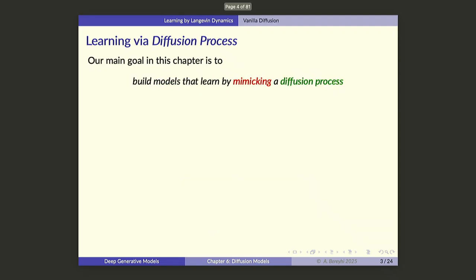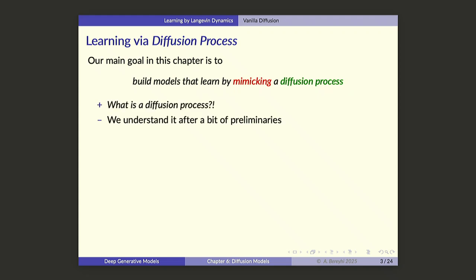So now the whole idea in diffusion models is that you want to somehow mimic the idea of diffusion. And how can you mimic the idea of diffusion? If you want to really understand this, you need to know a bit of preliminaries, but I promise they are not complicated preliminaries.